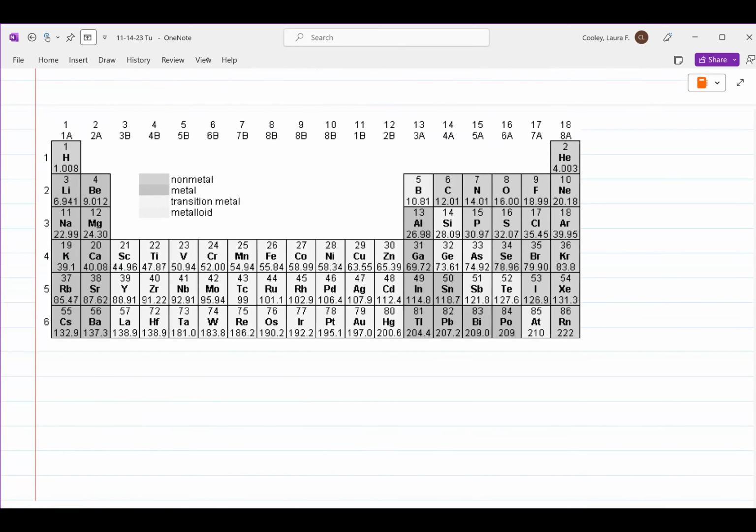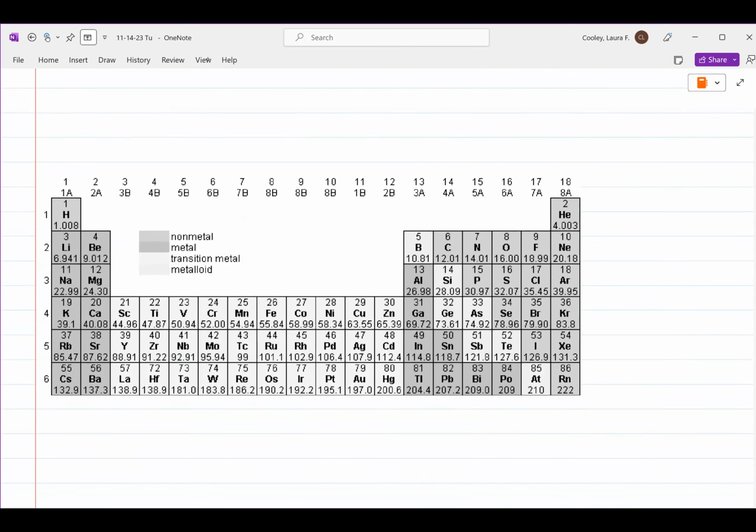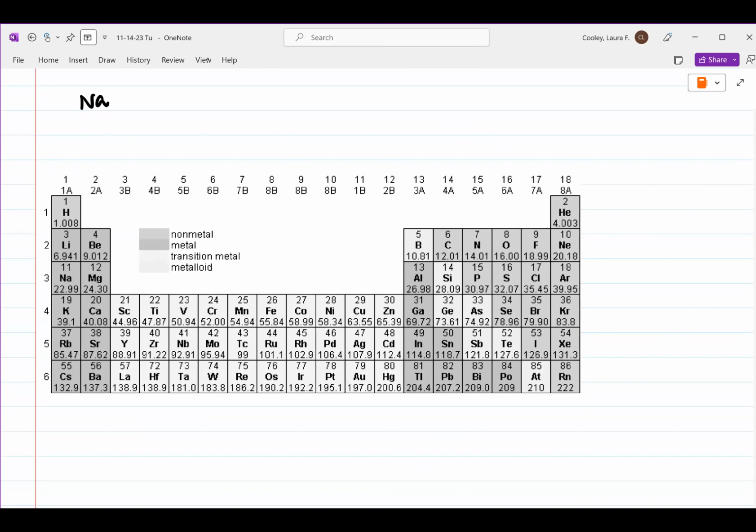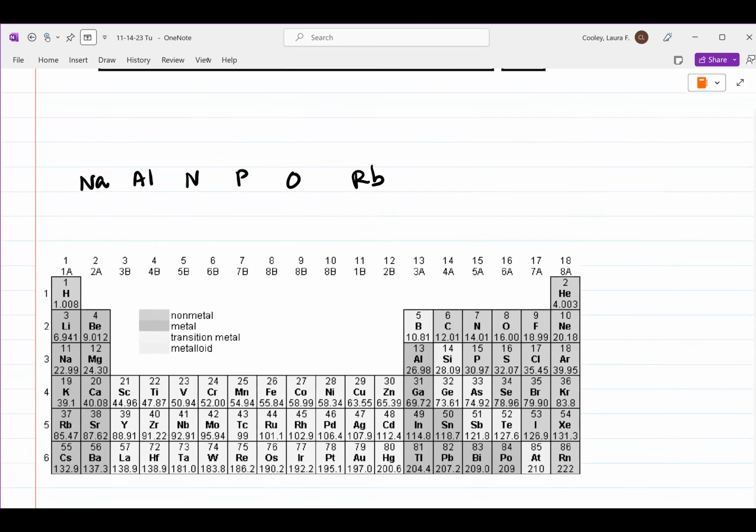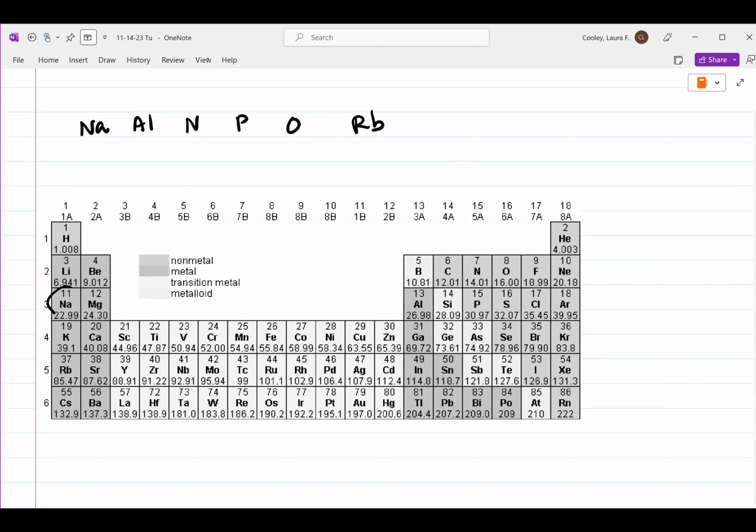The atoms that I wanted to compare the sizes of are sodium, aluminum, nitrogen, phosphorus, oxygen, and rubidium. The easiest way to do this is to circle these on the periodic table. Here's aluminum, nitrogen, here's oxygen, here's phosphorus, and here's rubidium.